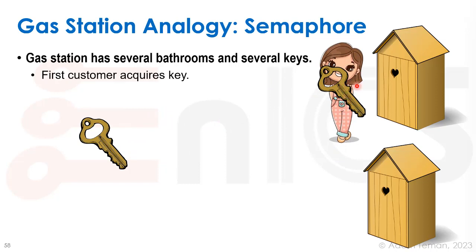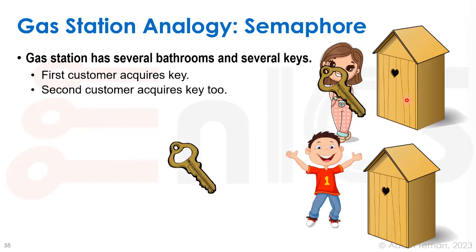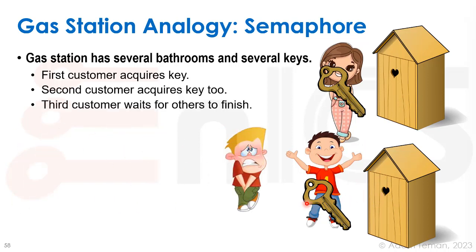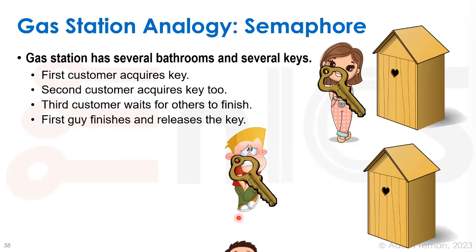So the first customer comes and she acquires a key. She decides to go into the top bathroom. The second customer comes along, acquires a key, and decides to go into the bottom bathroom. But then our poor third customer, who always seems to be arriving late, arrives and the semaphore is at 0. There is no key available. But luckily for him, this guy finishes, the semaphore grows to 1, and he can acquire the key and doesn't have to wait anymore.